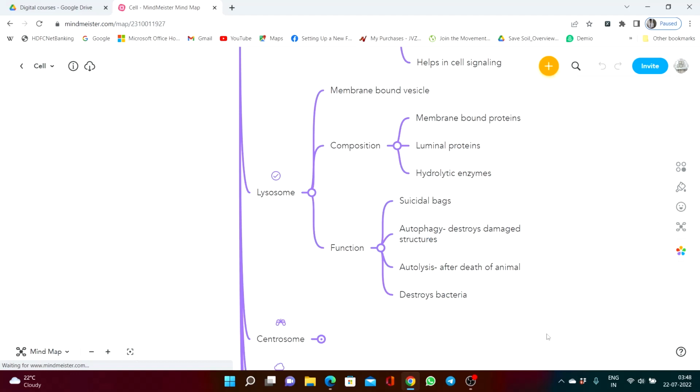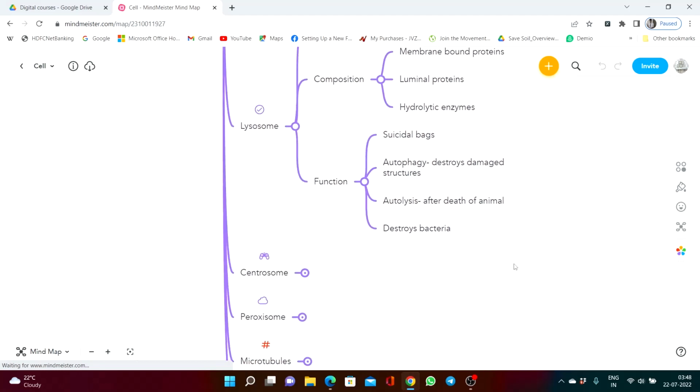So during the death of an animal or any living organism, it autolyses itself. The process of decaying the animal is called autolysis, and it also destroys bacteria in the living being.